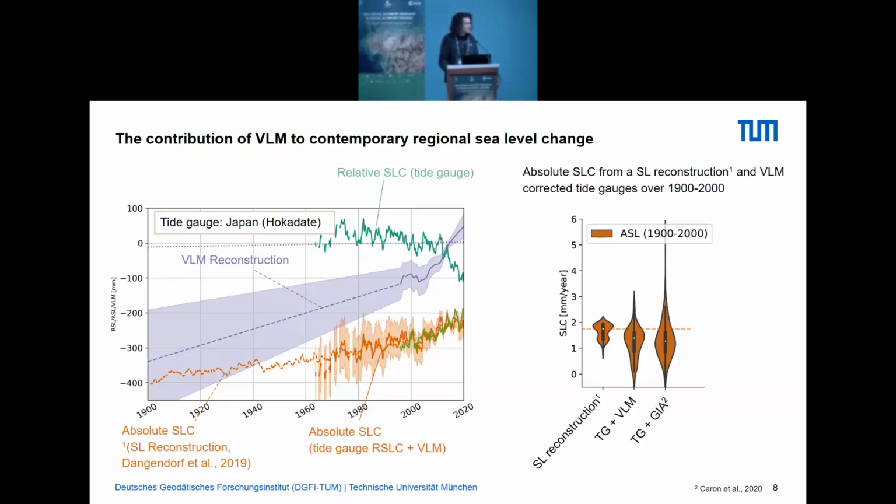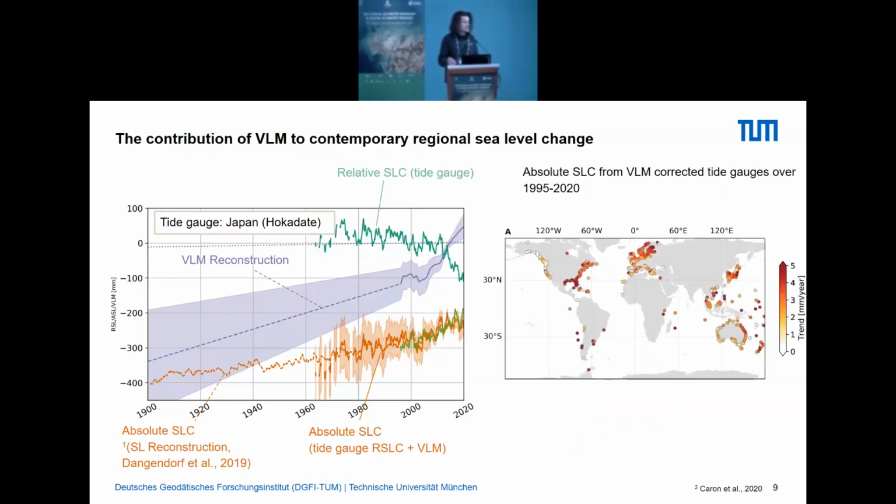And for the altimetry community, this vertical land motion data set can also be very useful, because you have a global estimate and you can correct tide gauges for this. So you can derive the absolute sea level change at tide gauges and use this to compare with your altimetry-based trends. Now, as I said in the beginning, we are interested in how vertical land motion is going to affect relative sea level change also in the future.